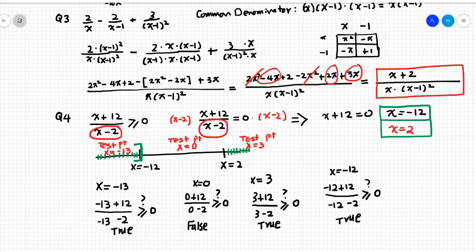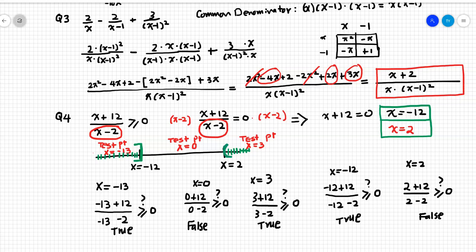Now let's try x = 2. Plugging that in, you get (2 + 12) / (2 - 2). Is this greater than or equal to 0? That's false, it's undefined. So here we have to use the parentheses.